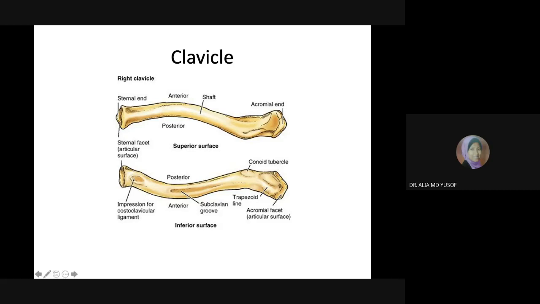Tetapi medial end dia concave, concave posterior. Concave means what do you call that? Caving lah, cekung, dia masuk ke dalam. So kita punya clavicle ini kalau you nak rasa dia, 2/3 medial convex, and 1/3 lateral dia adalah concave.